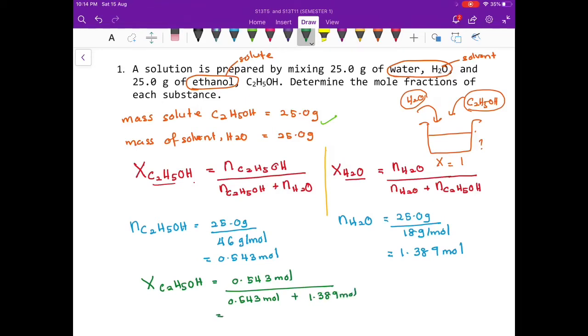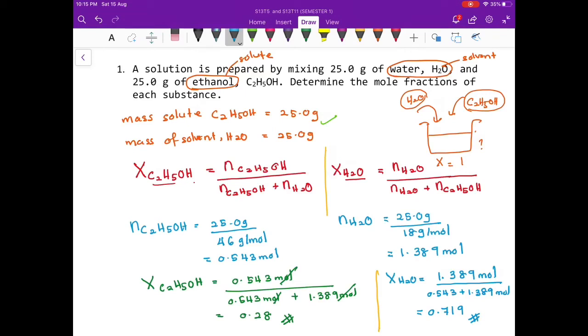Okay, so I will insert the value for the mole fraction of ethanol. If you can see, mole and mole you can cancel off, and finally your mole fraction is 0.28 without unit. And the second one is the mole fraction of water. Since water, the number of mole water, or you can put 0.72.